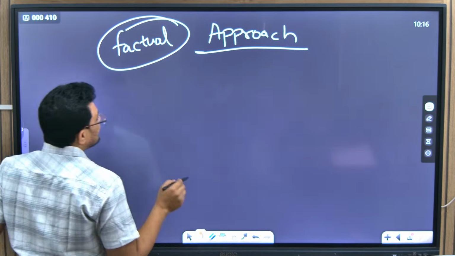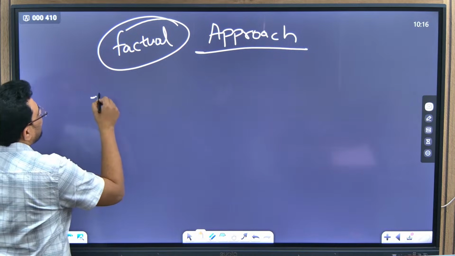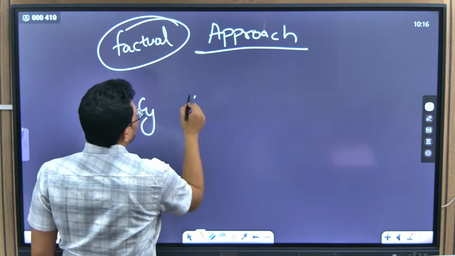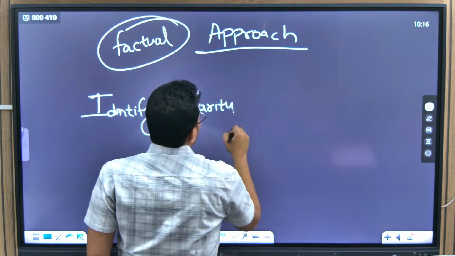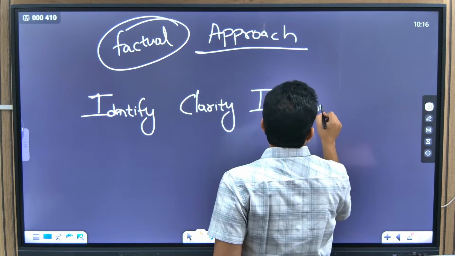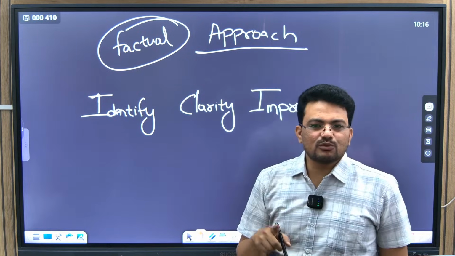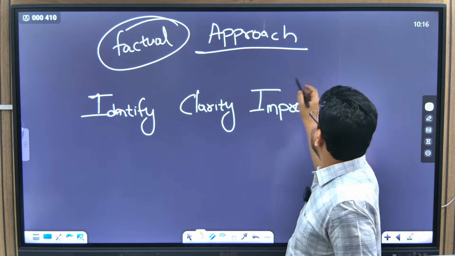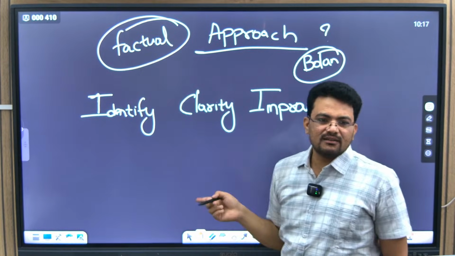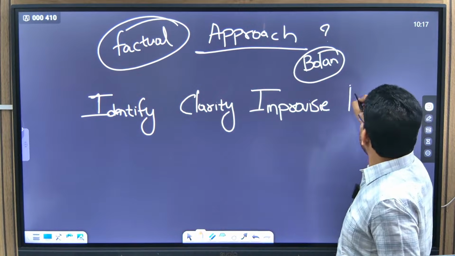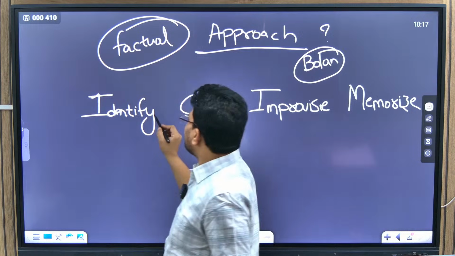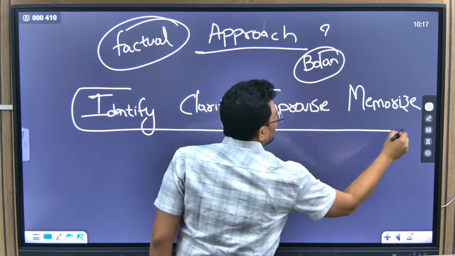So what we will do is that first, in the book, we will identify the facts, and then we will get some clarity on them, and then we will improvise upon them, which means if facts are already there in your book, we will build upon that. So for example, there is some Bolan Pass. Where is it? We would search on the internet or somewhere and write it there. Okay, this is there, and also memorize them. So these things you have to do.